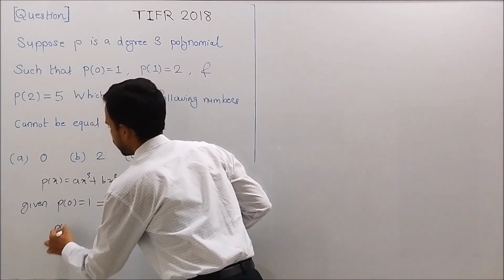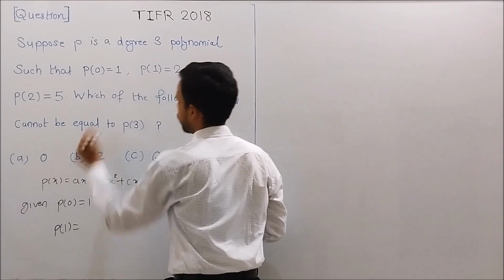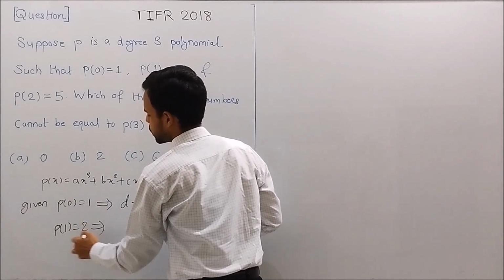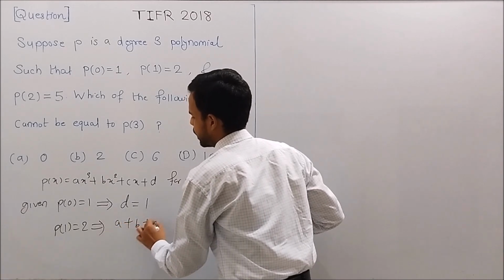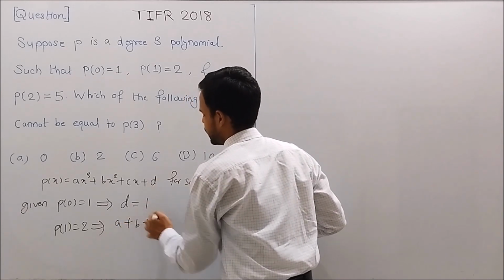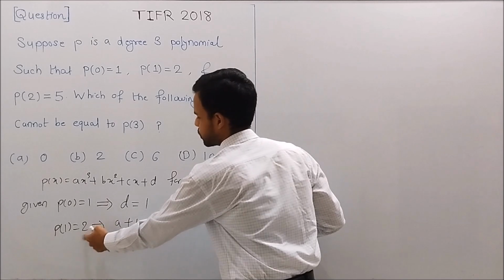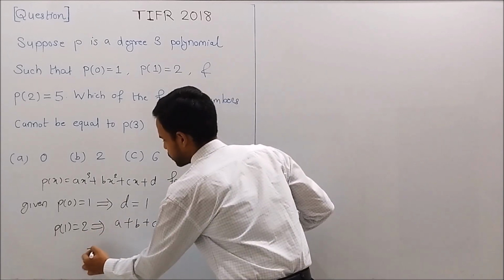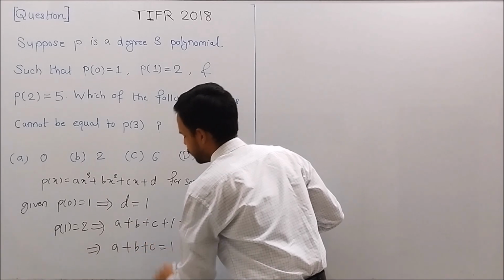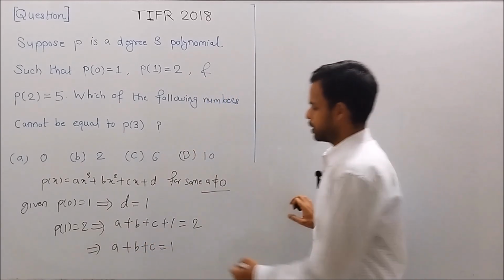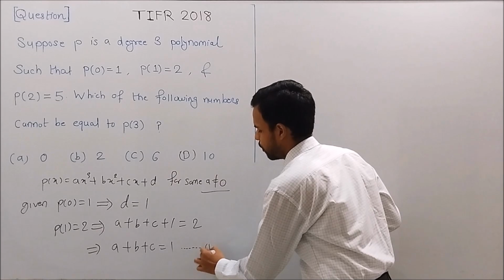Now we will use P of 1 equals 2. Just substitute x equals 1 in the above. We get a plus b plus c plus d, and the value of d is 1, which equals 2. So this implies a plus b plus c equals 1. Call this equation 1.